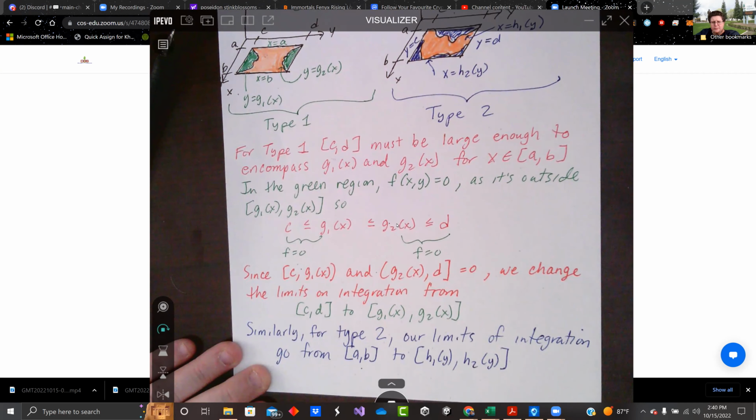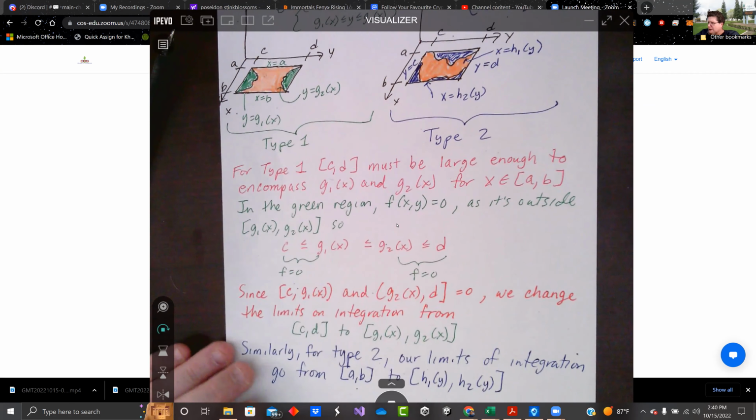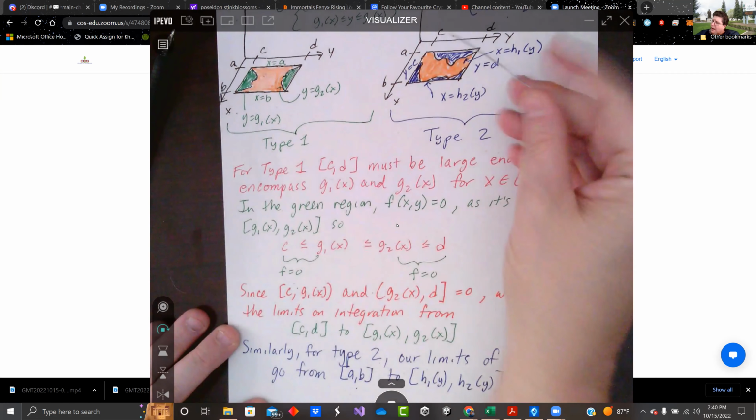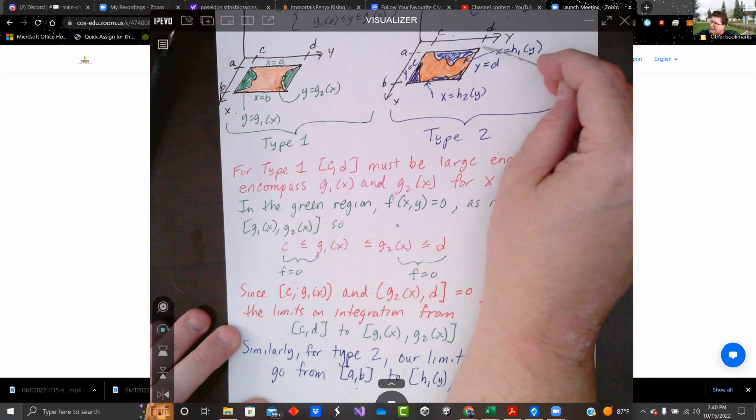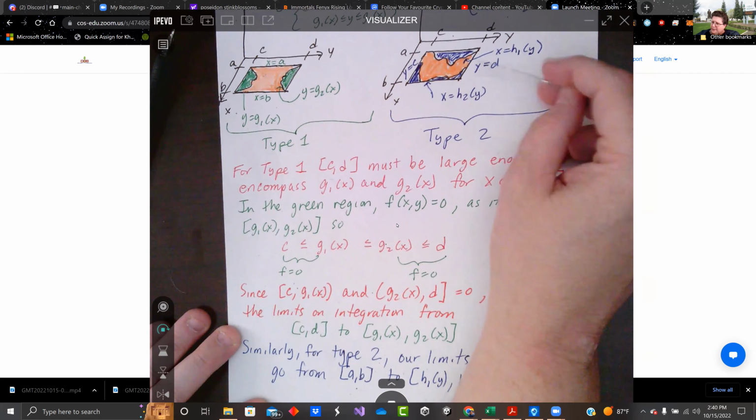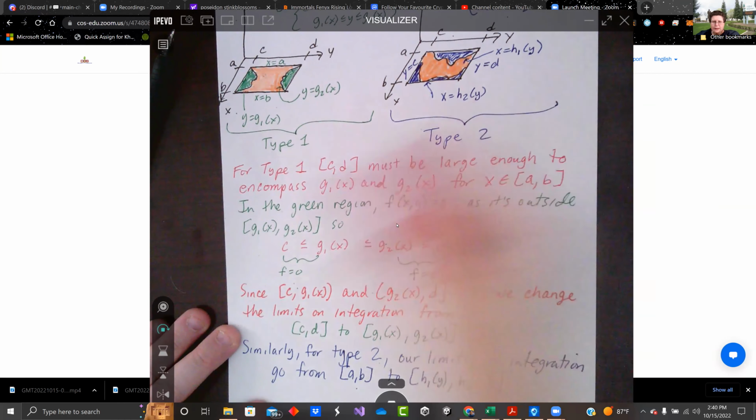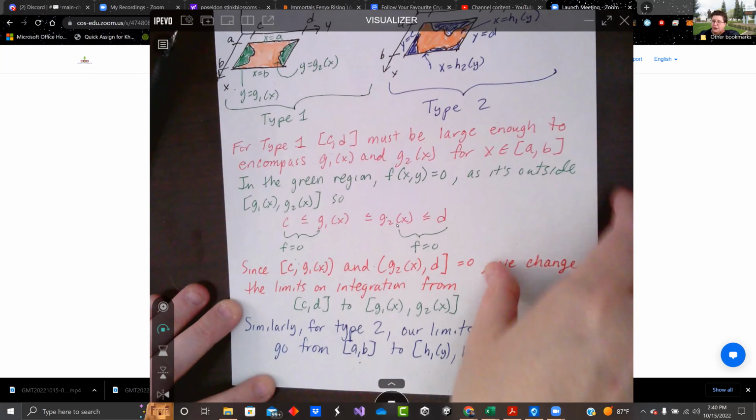Okay. This is similar for type 2. We're going to realign our limits of integration. Our lower limit is h1 of y, and our upper limit is h2 of y. So we'll match that up to align with those.